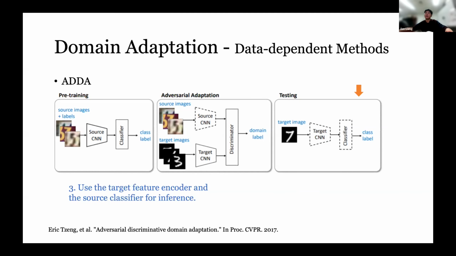We can directly concatenate the target CNN and the source classifier to form the target model. And when the target image comes, we can easily obtain these labels here. Okay, next page.